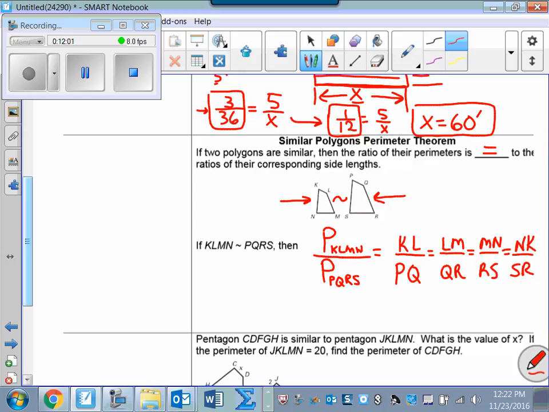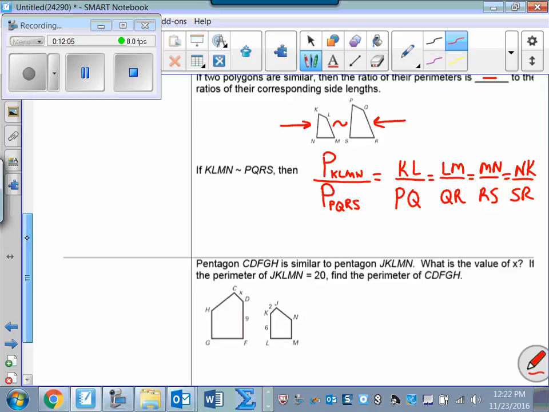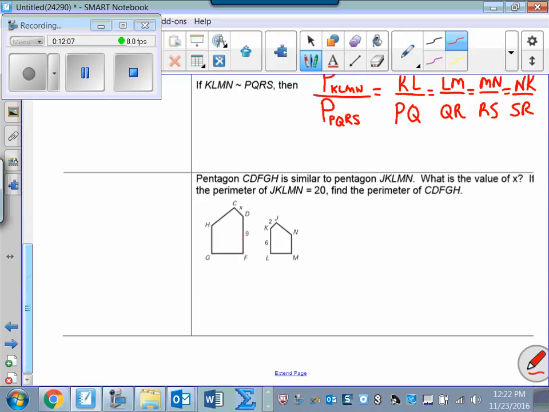The ratio of the perimeters equals the scale factor. Okay, let's see how we're going to put that to work. Pentagon CDFG, so this one right here, is similar to this one. All right, what is the value of x?